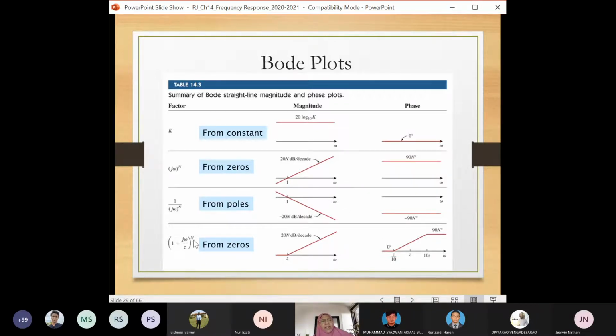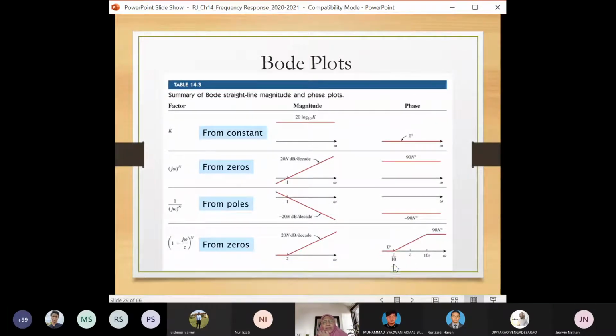Okay. When you have an expression 1 plus j omega over z, you will have a flat line at the z value, at the turning point. It will increase with a slope of 20 dB per decade. But for the phase angle, it is flat when it reaches the turning point.